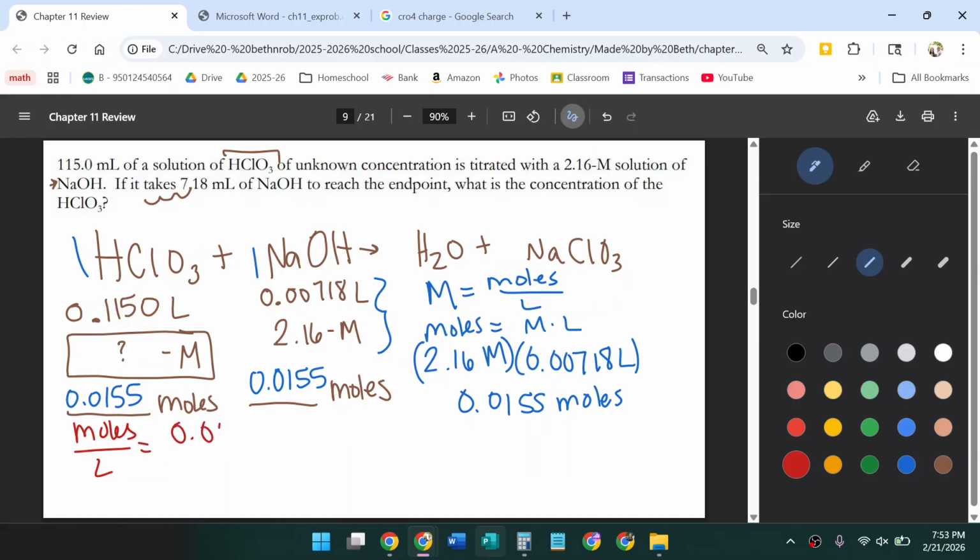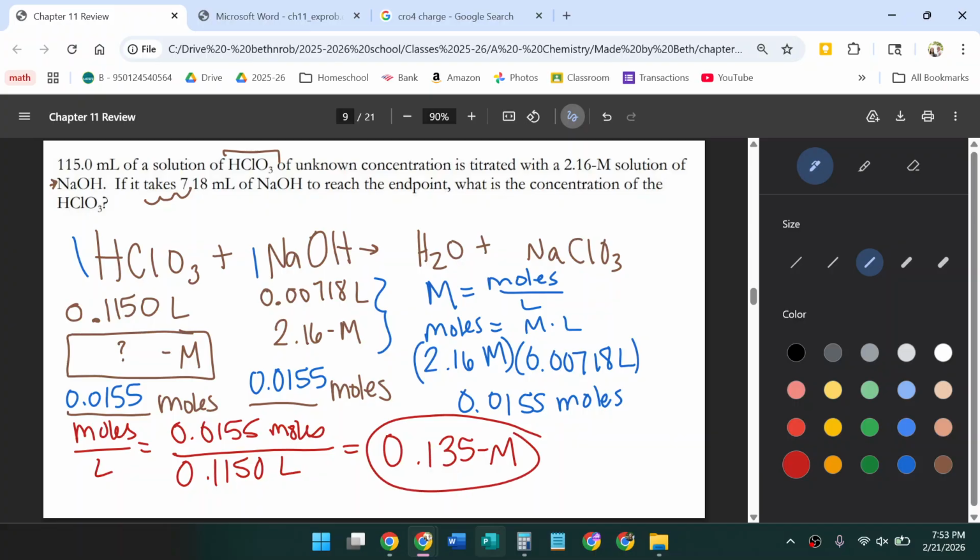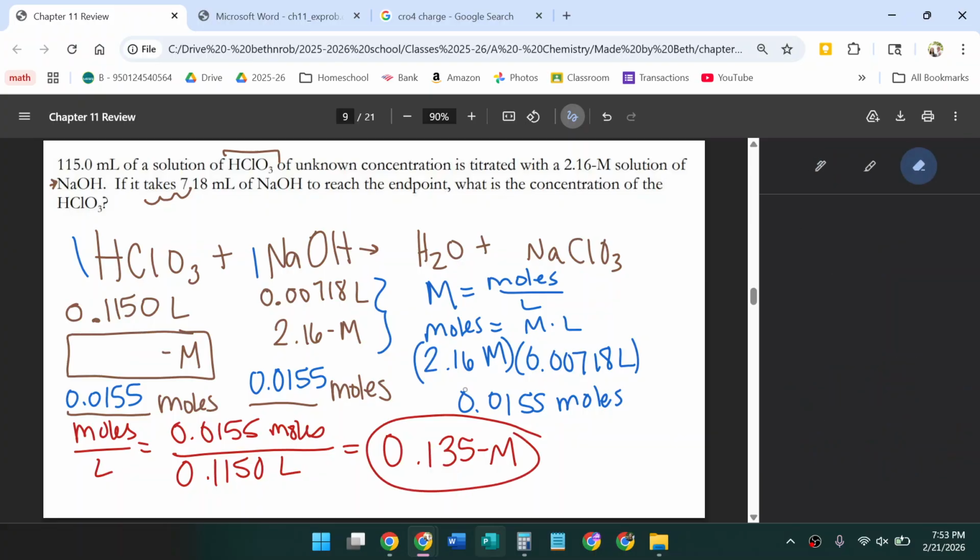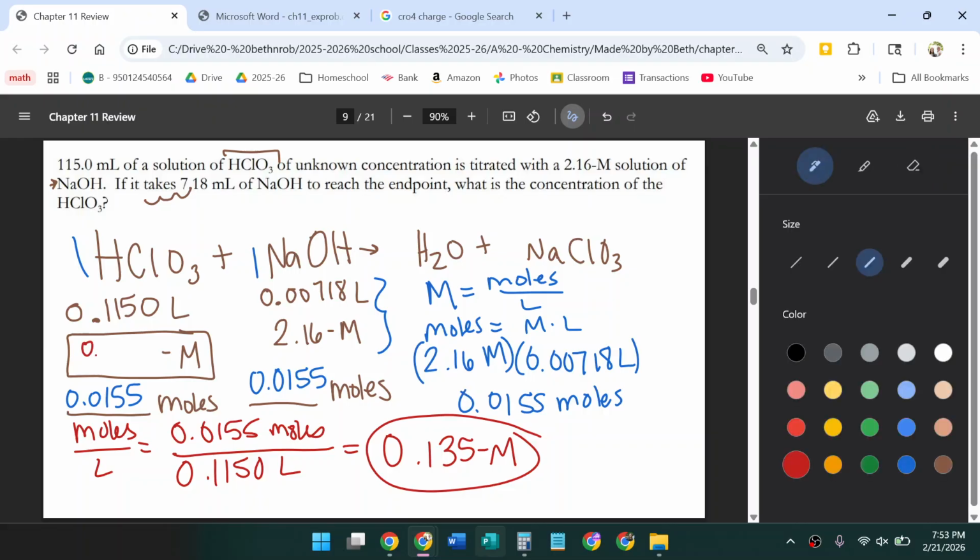So 0.0155 moles per the liters that I have. And when I put those two in, just imagine I use my calculator. You can pause it and try using your calculator if you want. That's what I get, 0.135. Oh shoot, I didn't mean to put that dot there. You only have 3 significant digits in the 0.0155, so that's why I can only keep 3.